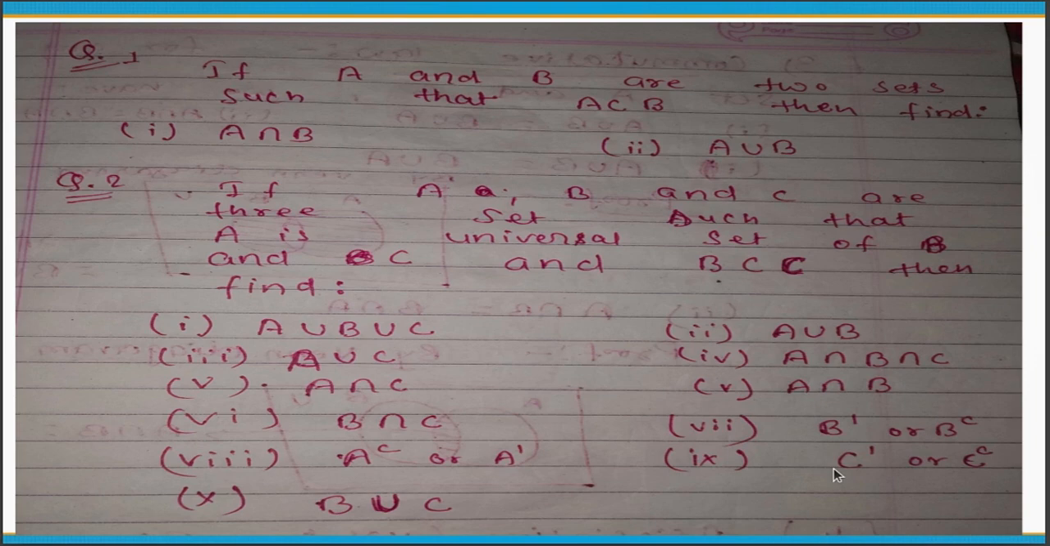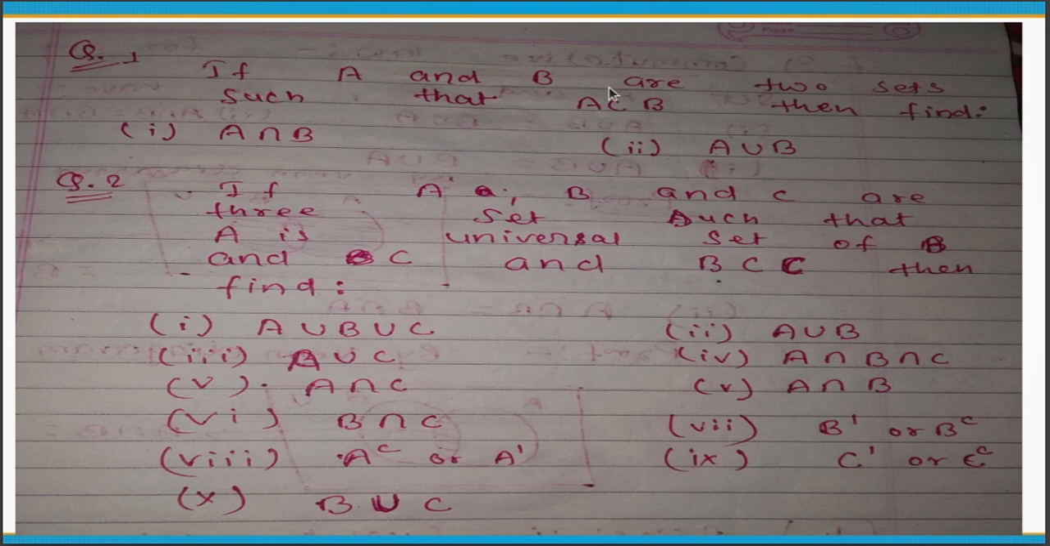Now, if A and B are two sets such that A is a subset of B, then find A intersection B. Given that A is a subset of B, all elements of set A are contained in set B. Now A intersection B means the elements common to both, so all elements of A are in B and A intersection B is equal to A. Answer: set A.